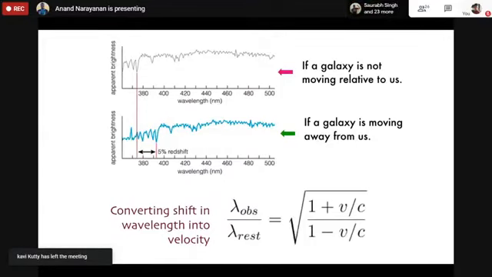Now, since the galaxy can have only one velocity, all the absorption lines will have the same ratio of lambda observed to lambda rest for that particular galaxy. Okay? So whether you take the calcium line or the sodium line or the H-alpha line or the H-beta line, for a given galaxy, this ratio would be constant, which means that the galaxy has a single radial velocity relative to us. Okay.